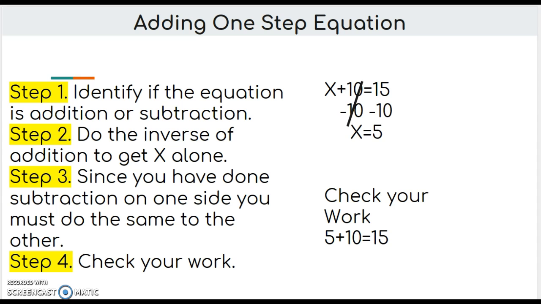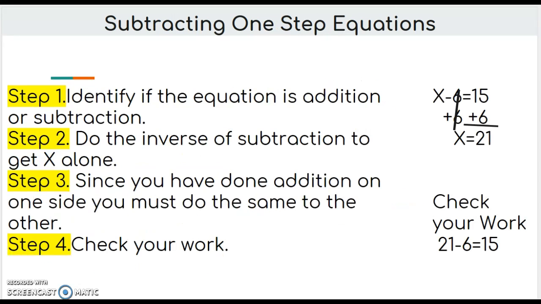Adding one-step equations. Step 1. Identify if the equation is addition or subtraction. Step 2. Do the inverse of addition to get x alone. Step 3. Since you have done subtraction on one side, you must do the same to the other. Step 4. Check your work.